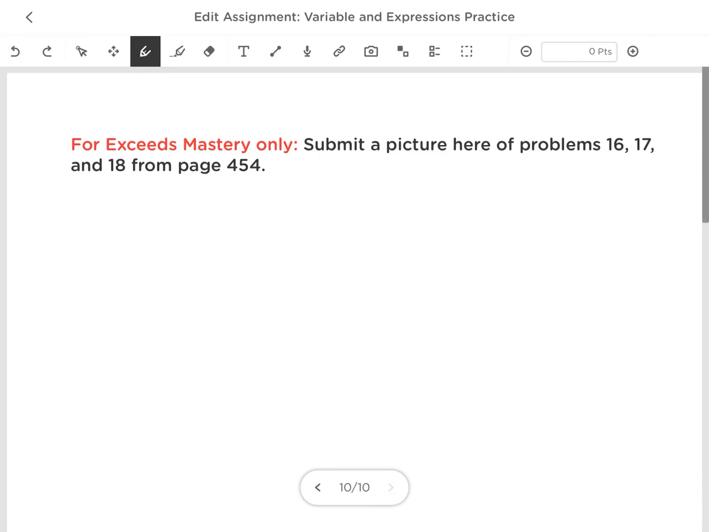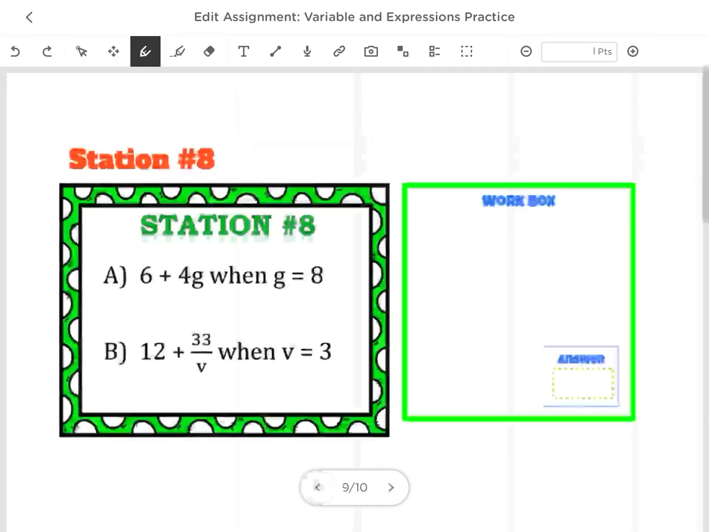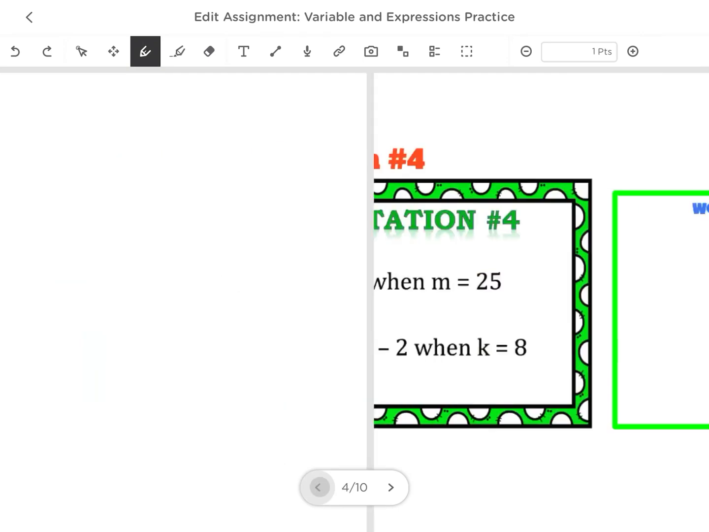And the last slide is for exceeds mastery if you chose to do those extra problems. You'll put a picture there. When you're done, you'll submit those screenshots of that assignment on Canvas. Let me know if you have any questions.